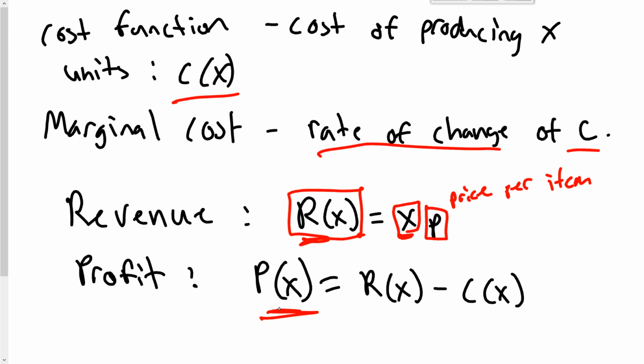So depending on the question, we might be maximizing profit, so taking the derivative of the profit. We might be maximizing our revenue or minimizing, probably not minimizing these ones. So we'll be taking the derivative of those. Or we might be trying to minimize the marginal cost, right, to lower that. Or we might be minimizing the cost function, so taking the derivative of that, which is the marginal.